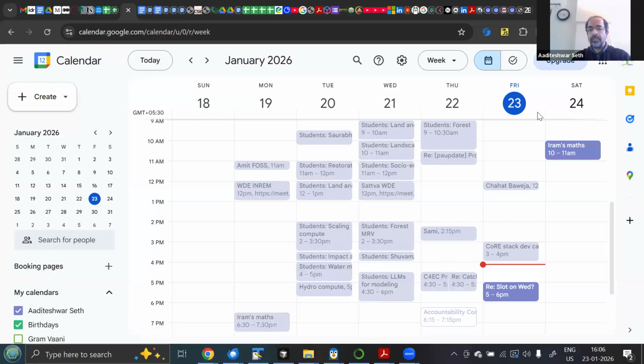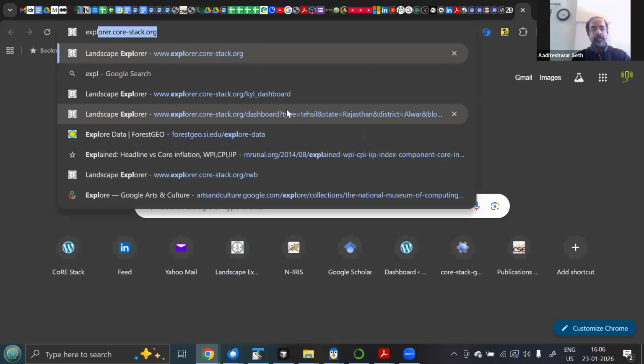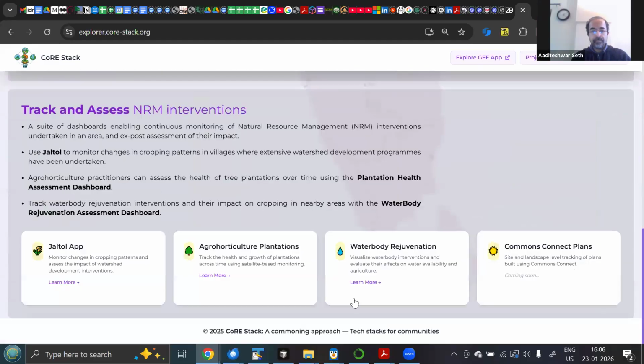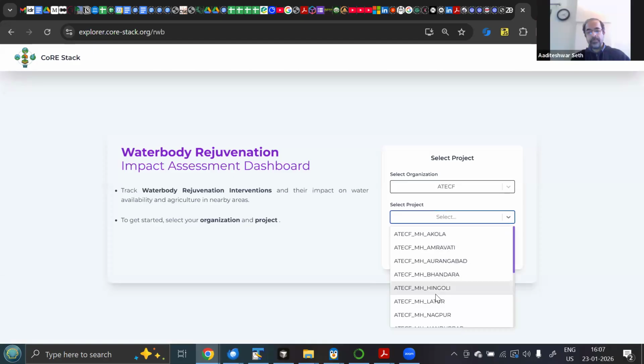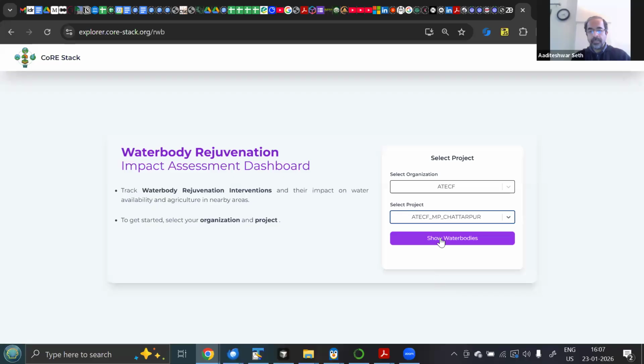One of the things we've been doing, Tanveer, is if you go to this website, explorer.corestack, and if you come down to this thing on water body rejuvenation. What we're working on with one of our partners is, let's say we go here.